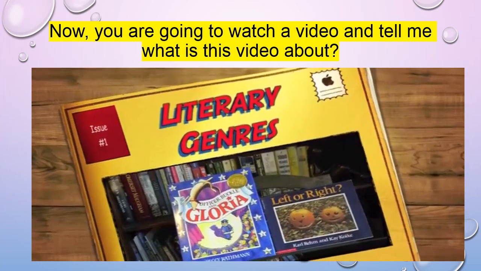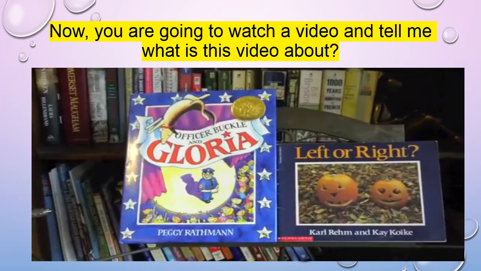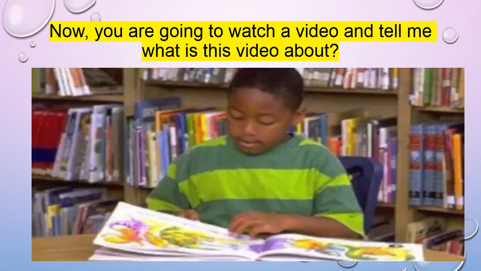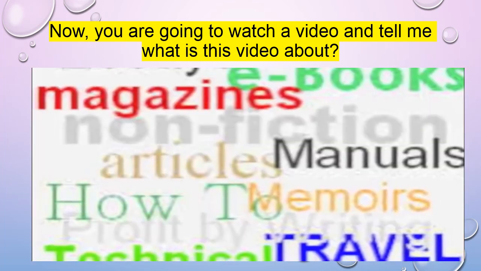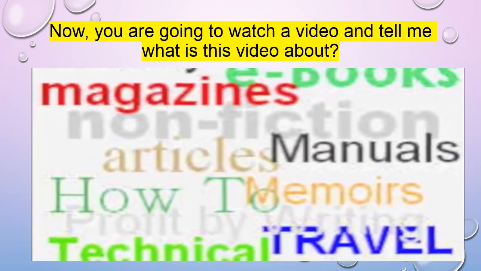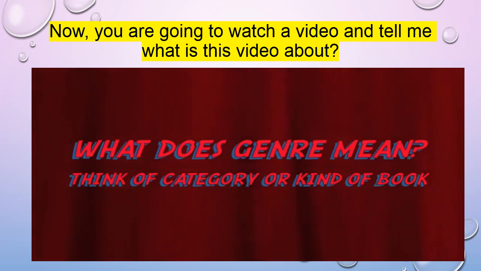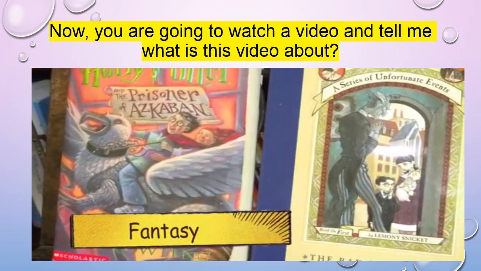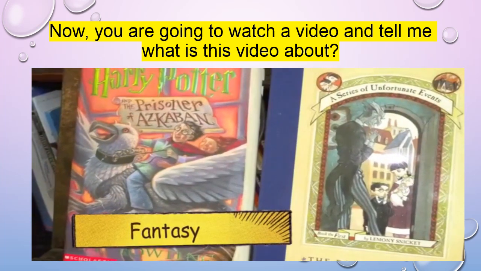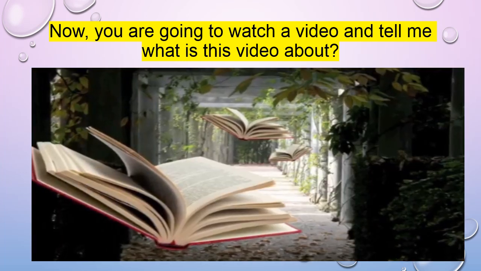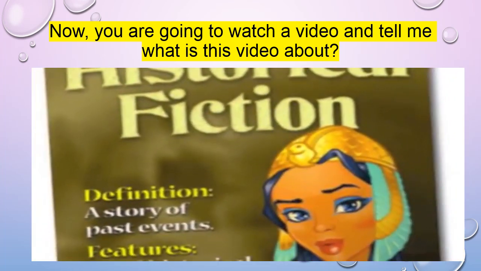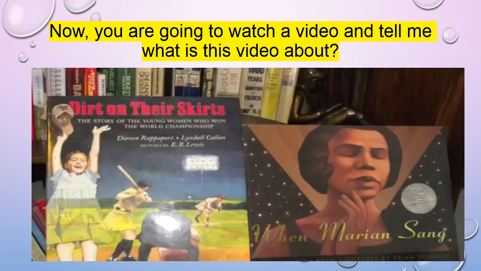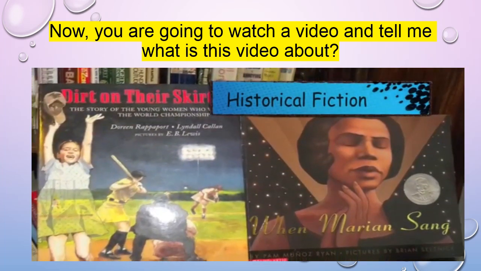We have great books at our library, but how can you decide which book you want to read? Do I want a fiction or a non-fiction book? One way to select a book is by its genre. What does genre mean? Think of the category or kind of book. Fantasy is one type of genre with imaginary characters and settings. Maybe you like historical fiction. These are made-up stories of real events that occurred in history.